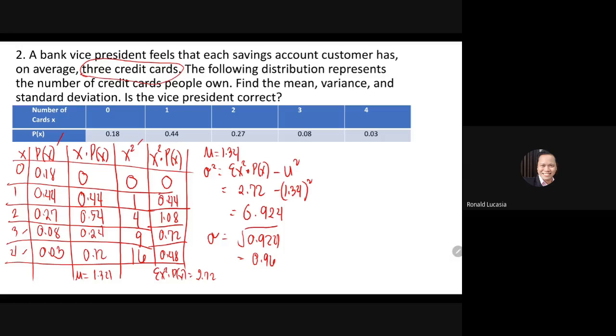Is the Vice President correct? Yes or no? Tama ba yung assumption ng Vice President na ang bawat kliyente nila nagmamay-ari ng 3 credit card? Boy, answer me. Yes or no lang po yung sagot doon sa tanong natin. Yes po. Why? Ang ating computation, 1.34 lang. Pero yung assumption ng Vice President, 3 credit card. Ibig sabihin, tama ba siya? Mali. The Vice President's assumption is correct, incorrect.